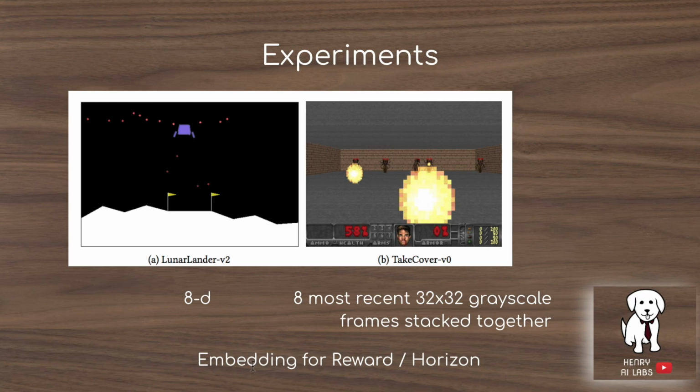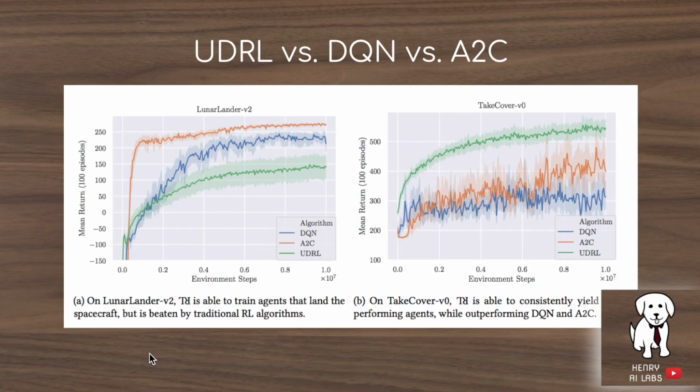And they also have an embedding for the reward and the horizon that combines with the state representation to form the behavior function mapping from state and then the target reward and horizon to the action to take. These plots show the results of applying upside-down reinforcement learning, an actor-critic algorithm, and deep Q learning on Lunar Landing and the Doom task. So on Doom, upside-down reinforcement learning outperforms the other algorithms, and then on Lunar Landing, it underperforms.